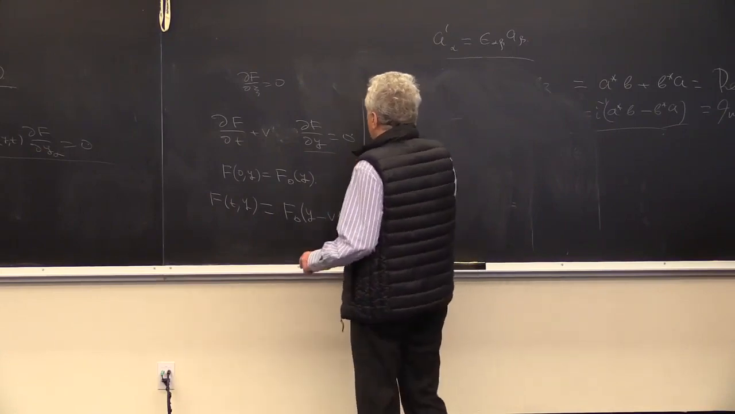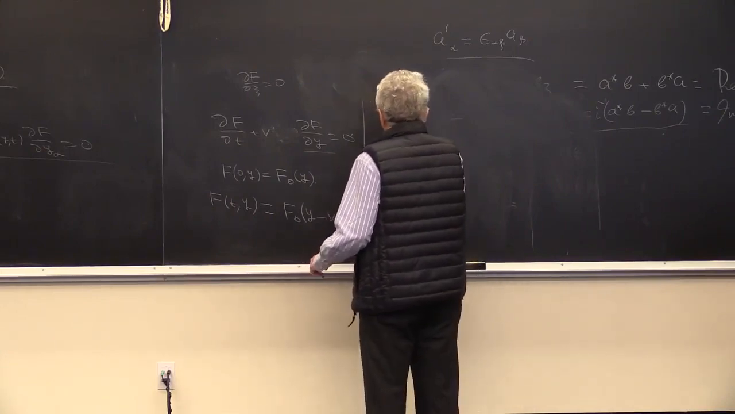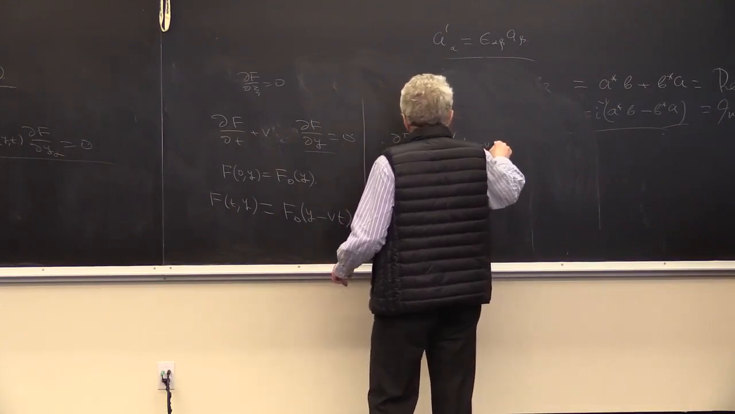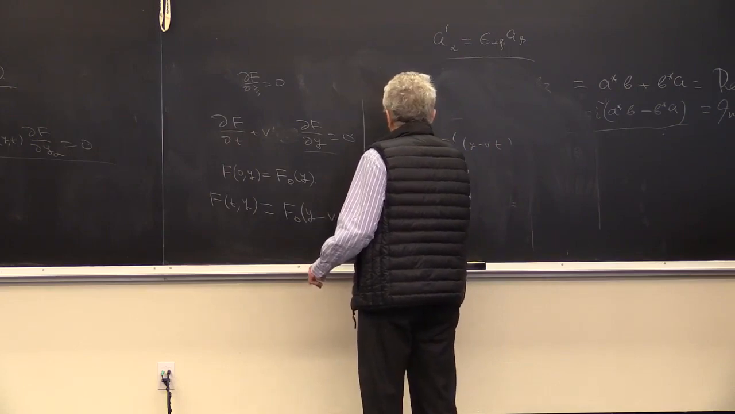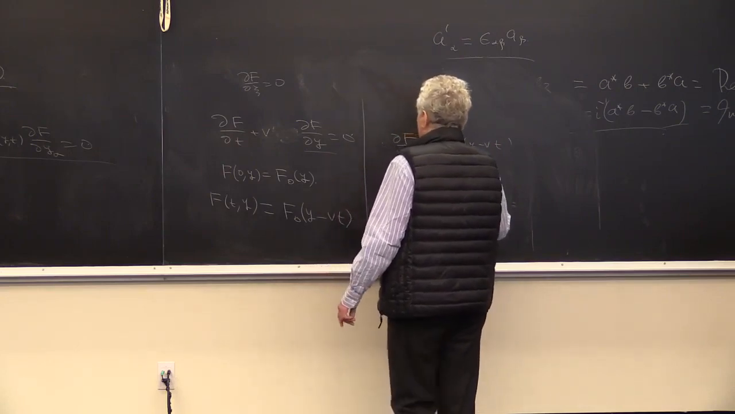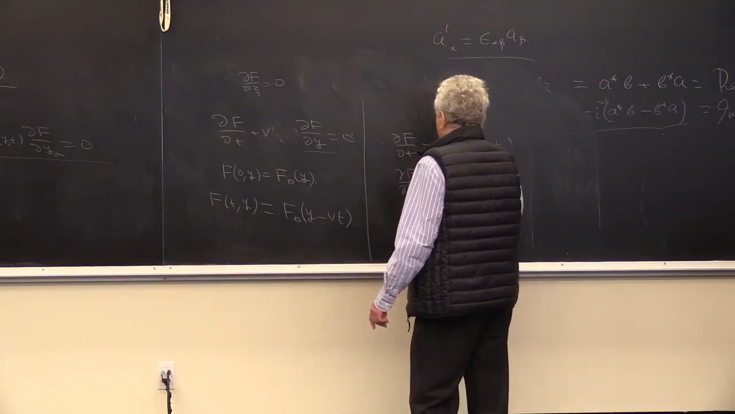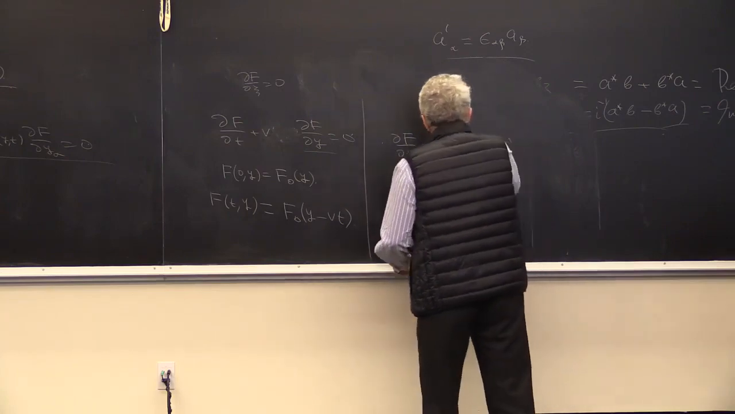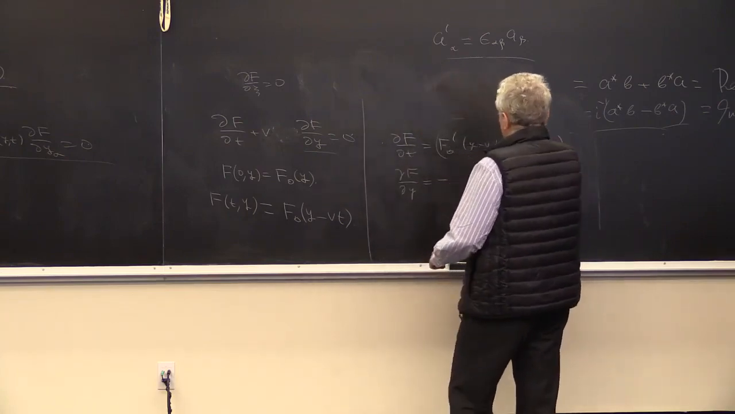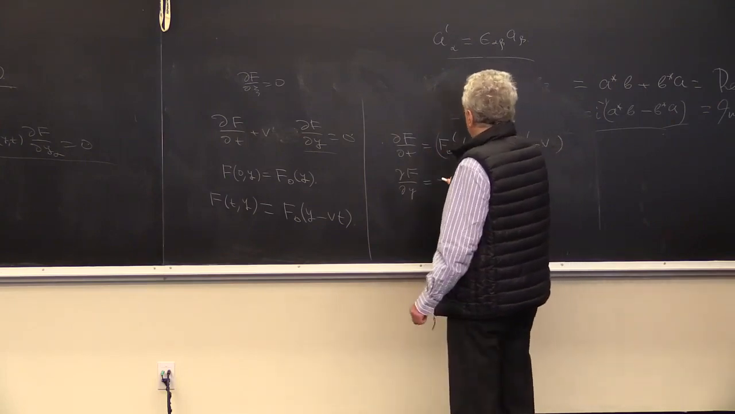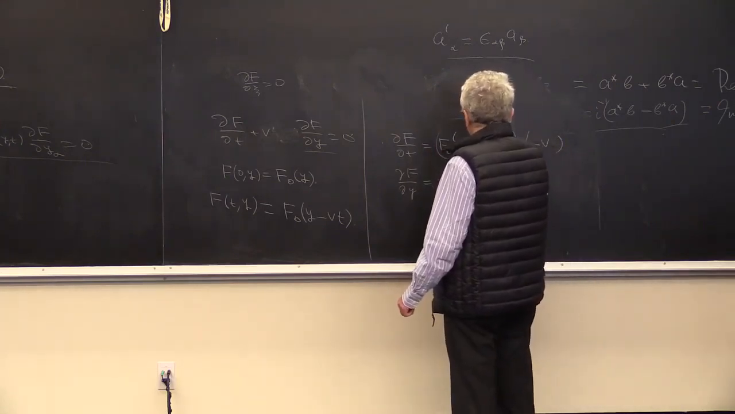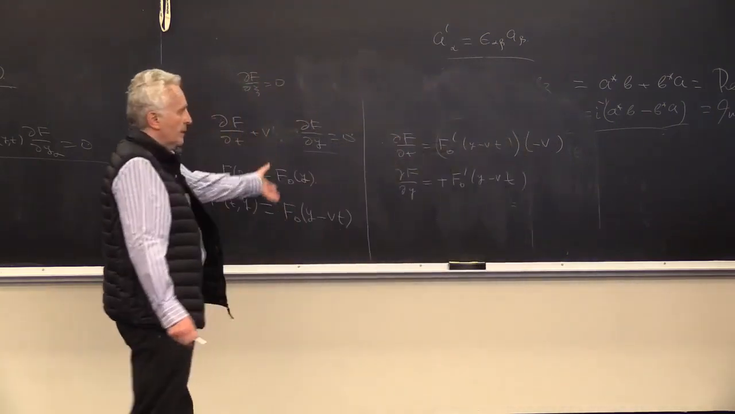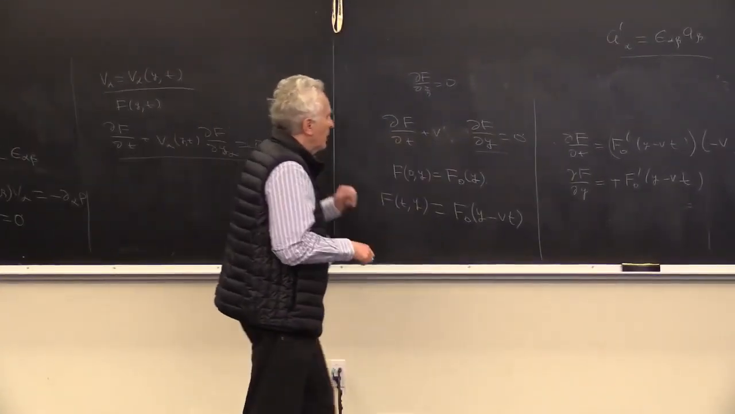So let's check that it's indeed the solution. That's simple. df/dt is f0 prime of y minus vt, times minus v, excuse me, you have to multiply it by minus v when you differentiate. df/dy is just f0 prime of y minus vt. When you multiply it by v and add, you see that the equation is solved.